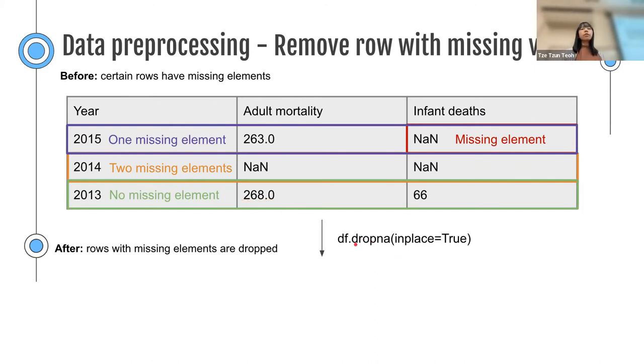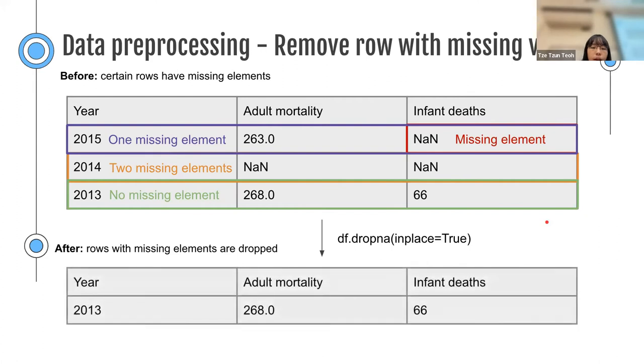So to do that, we are going to use this function called dropna to basically drop all the rows with missing values. And inplace equals True just means that we are modifying the original data frame in place. Our final data frame in this phase, after we run the dropna function, is going to be like this, where it only contains the last row, because there's no missing value.